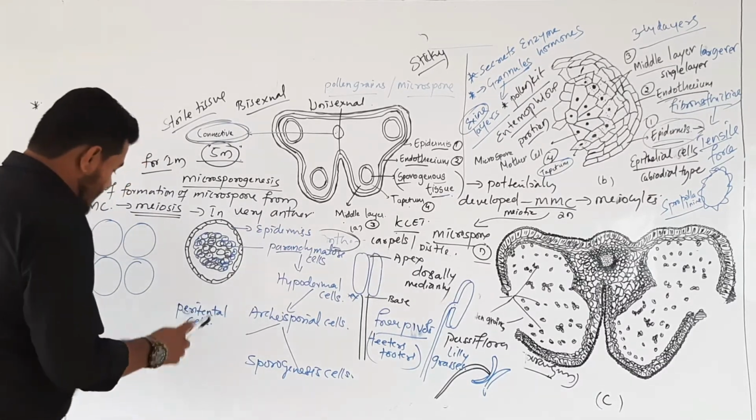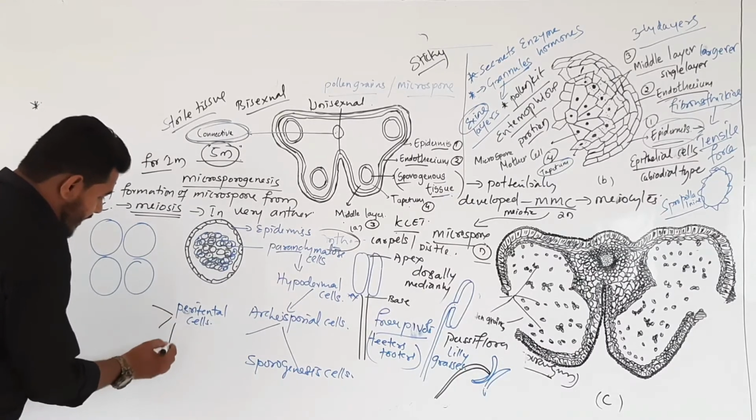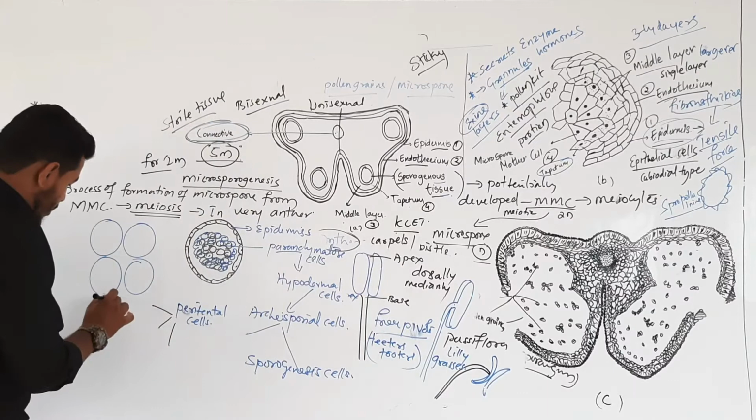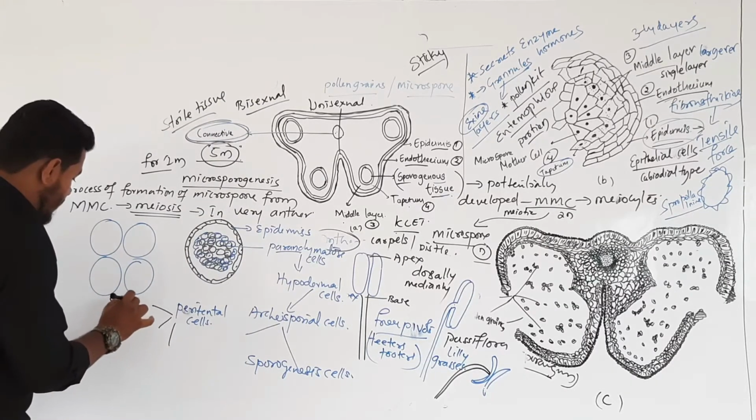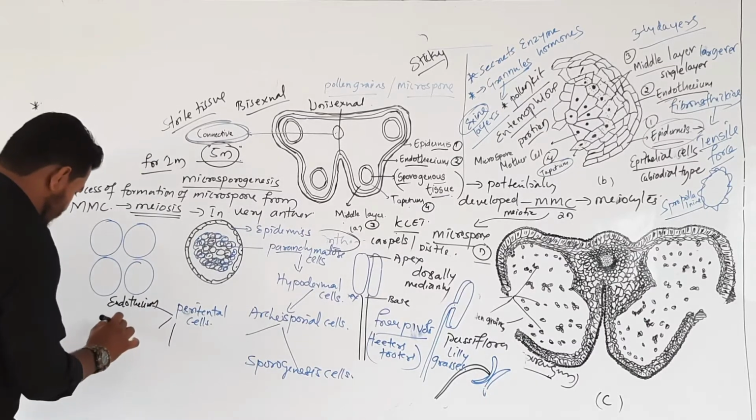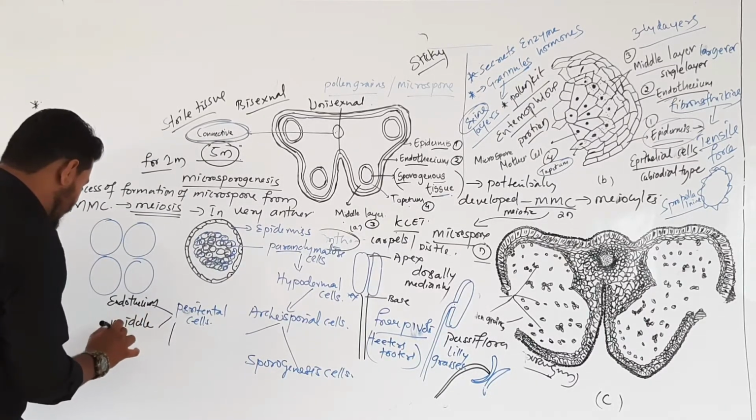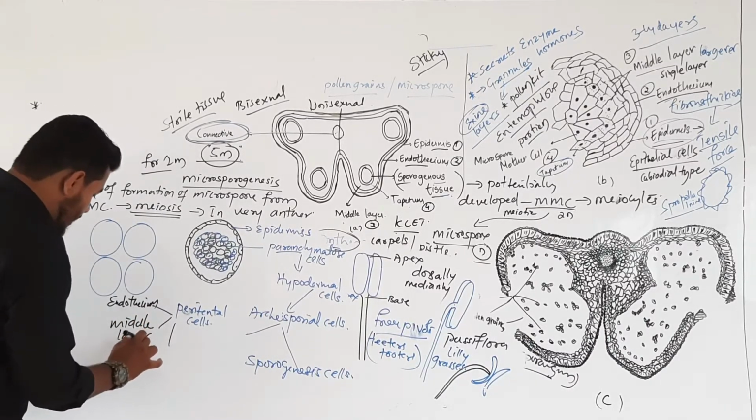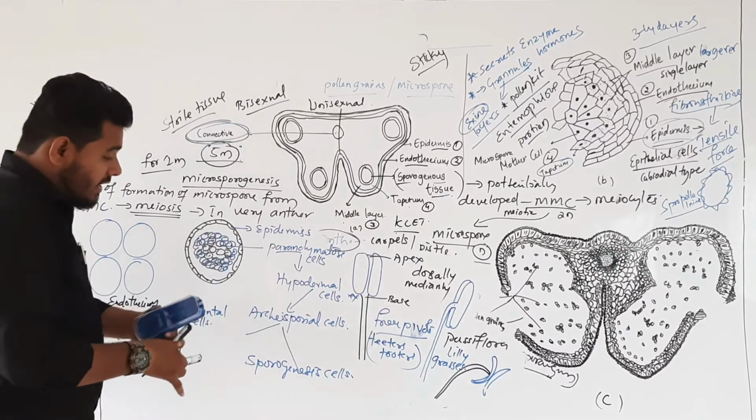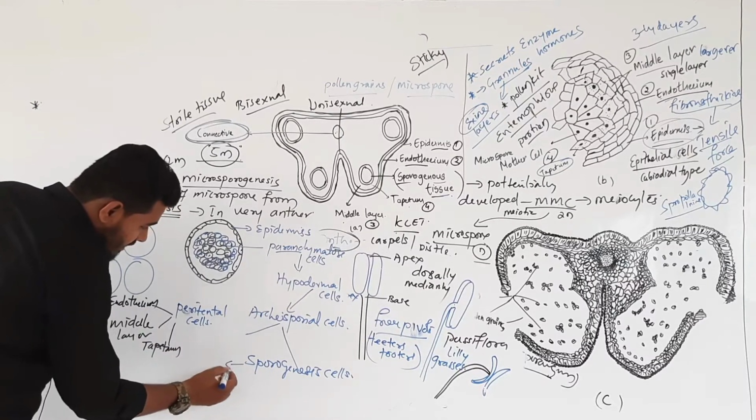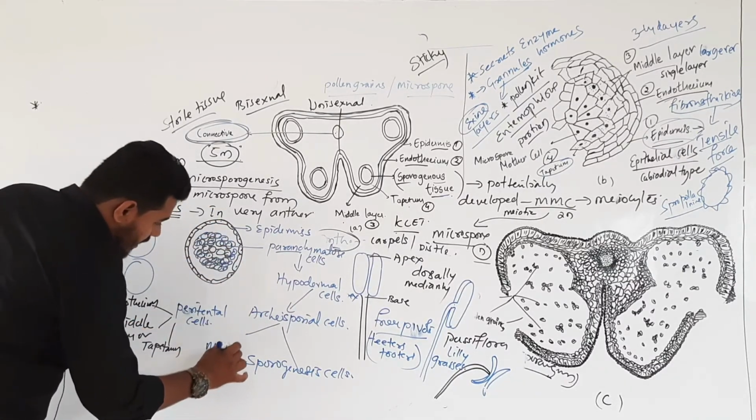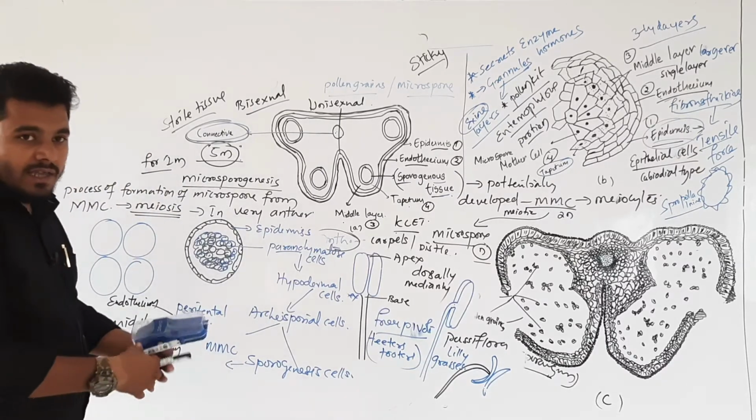The parietal cell further divides into 3 layers of cells which you have studied here. One is endothecium, second is middle layer, and third is tapetum. And the sporogenous cells have the potentiality to act as microspore mother cells.